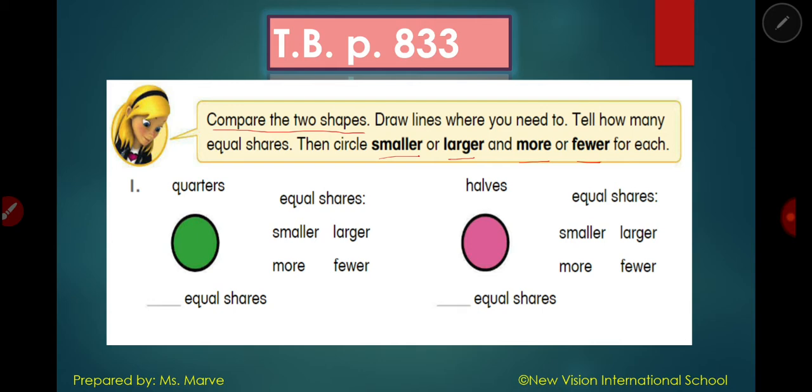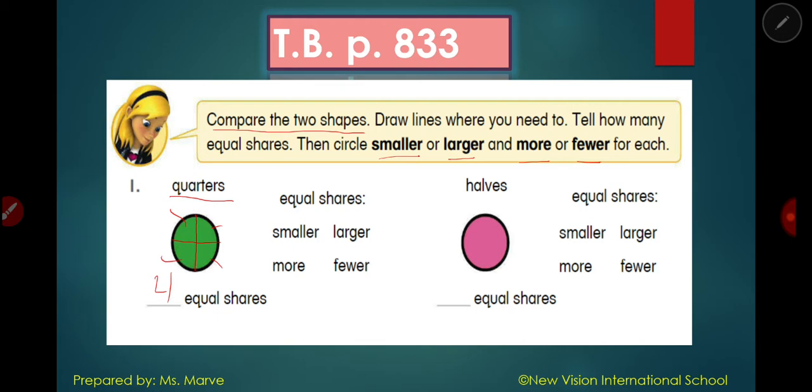Number 1. We have a whole circle. Can you tell me the color of this? Green. Very good. It's a green color. Now, you have a whole circle here, a green circle. What you are going to do is to divide it into 4, which means quarters. Quarters means fourths, right? So you need to divide it into 4. So how will you do it? Draw a line. So count 1, 2, 3, 4. Now this is 4 equal shares. You can write down here 4.